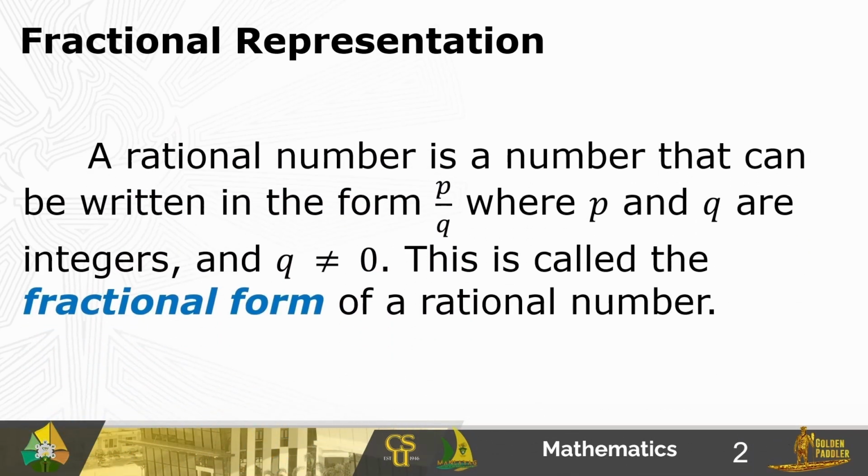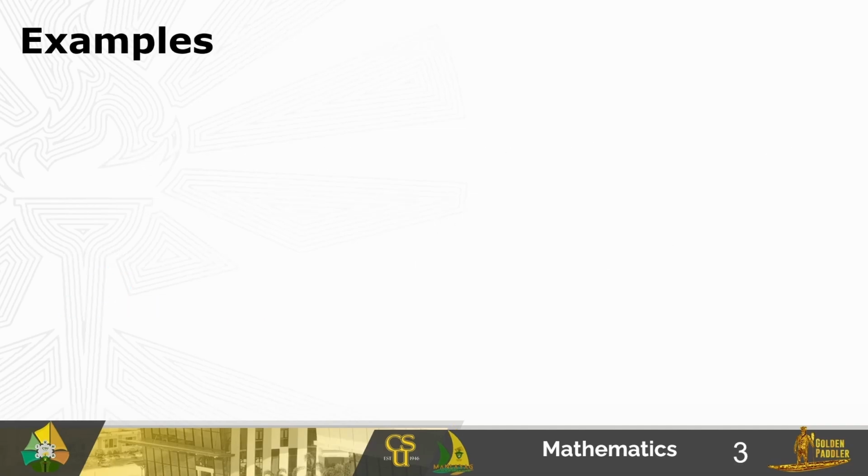A rational number is a number that can be written in the form P over Q. So it's a ratio where P and Q are integers and Q should not be equal to 0. This is called the fractional form of a rational number. So let's have some examples.